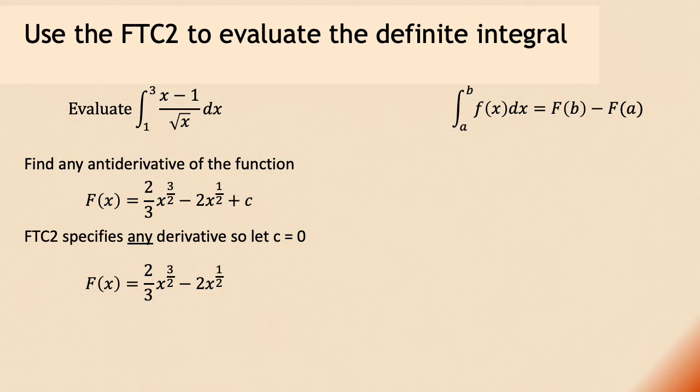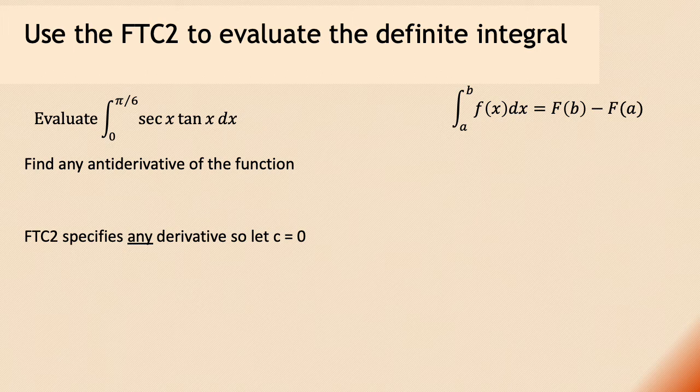And fundamental theorem of calculus part 2 says, now evaluate that at the upper boundary, so we're going to substitute a 3 in for the x. Evaluate it at the lower boundary, substituting the 1 for the x. And now subtract those two answers, and you should get 4/3.